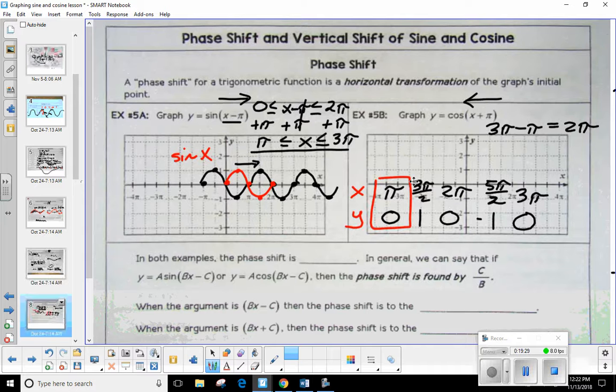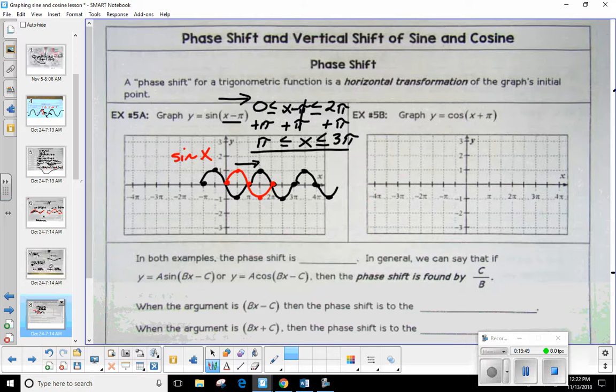Okay. Is this making sense? Anybody confused? Okay. So what would you expect to happen for cosine of x plus pi? Yeah, it's going to be the original graph. You're just shifted left. Okay.